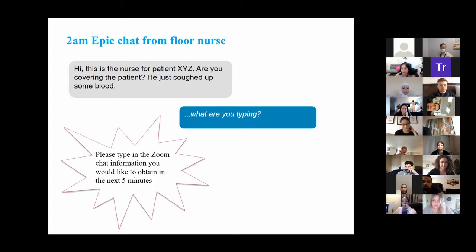If you don't mind, just type into the Zoom chat: what is the information you want from that nurse immediately? What are you going to type back? All right, awesome. Let's see if I can keep up with all of this.